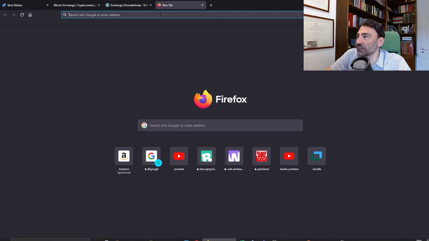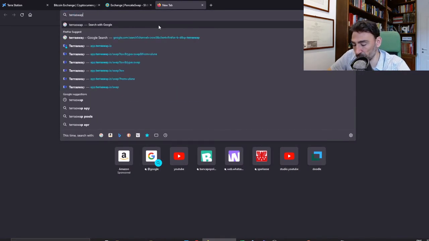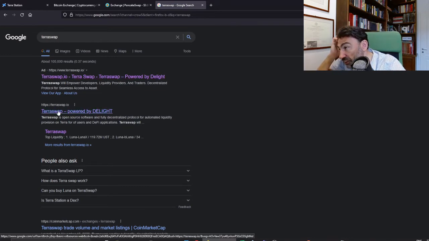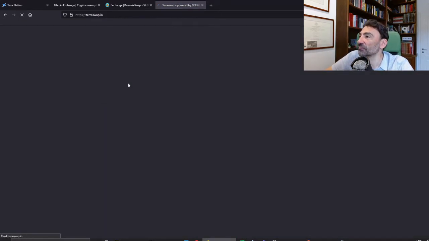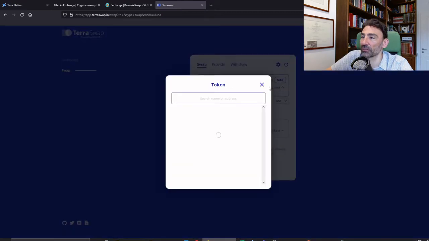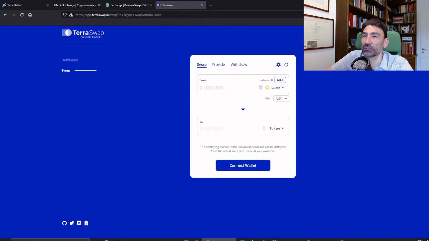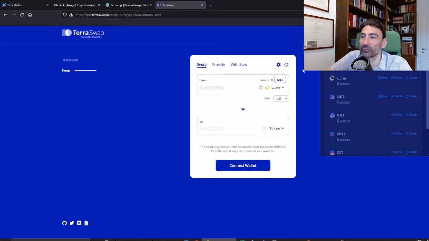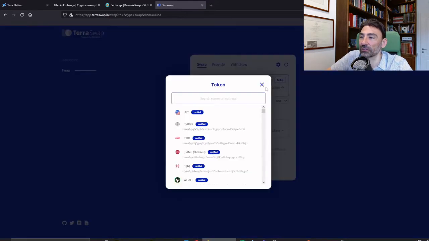A very similar one is Terra Swap. We have already seen it also. Terra Swap. Fake. This is the right one. Web app. Okay, swap. You can swap things. The advantage of Terra Swap is that I can connect it to testnet. Yes, I can connect it. Terra. Okay. Is it connected? No, it's not connected.